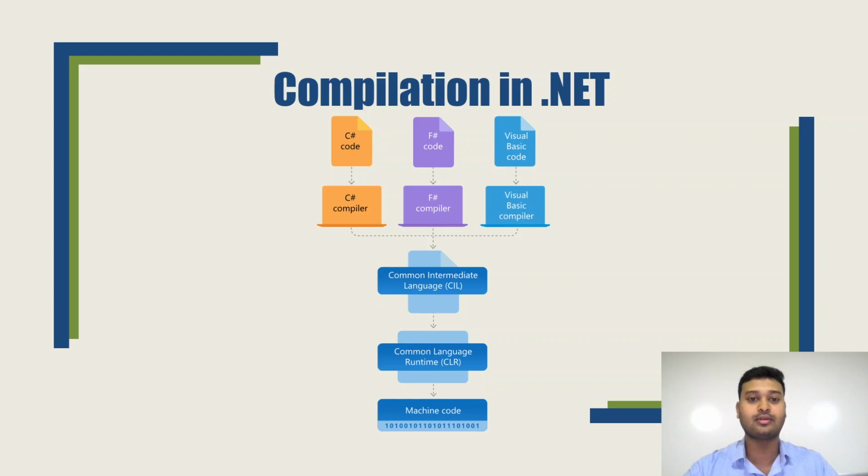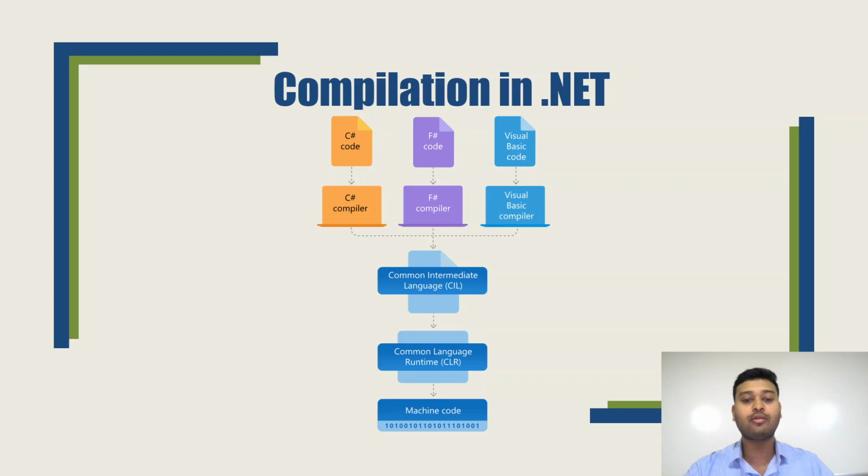So C# code can be compiled by the C# language compiler, F# code by the F# language compiler, and Visual Basic code by the Visual Basic compiler. Now all these compilers compile the code, and this code will be sent to the Common Intermediate Language, that is CIL, also called IL, intermediate language code. Then this code will be sent to the CLR, Common Language Runtime.